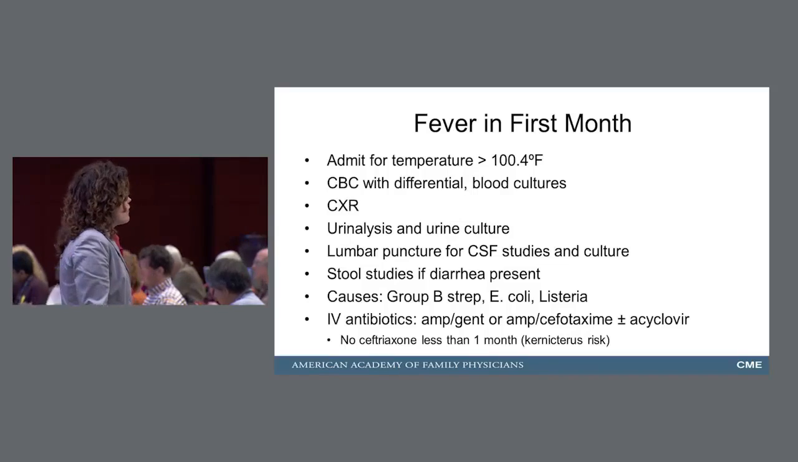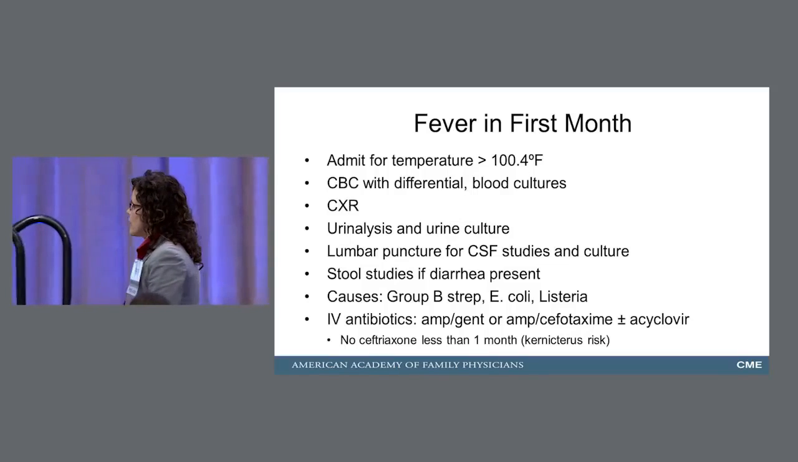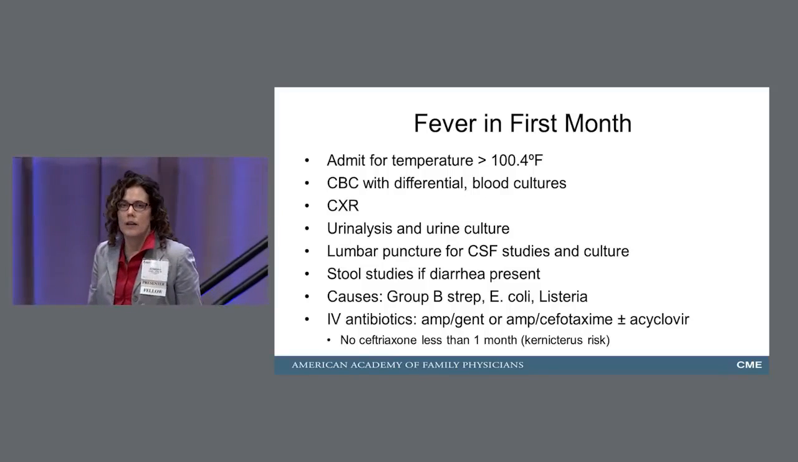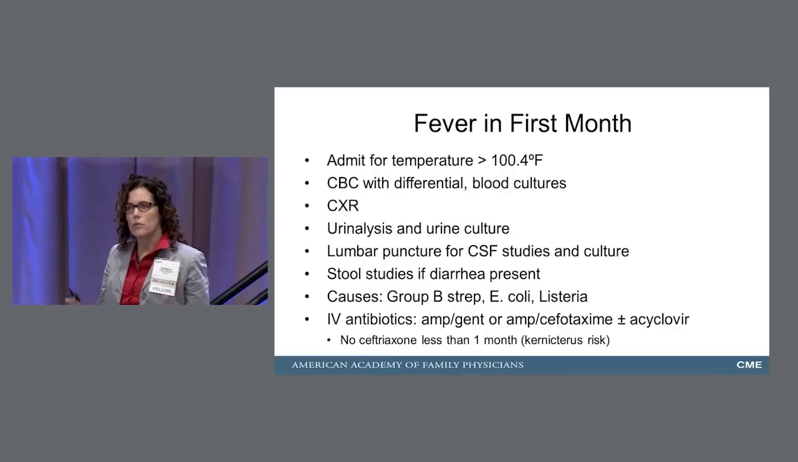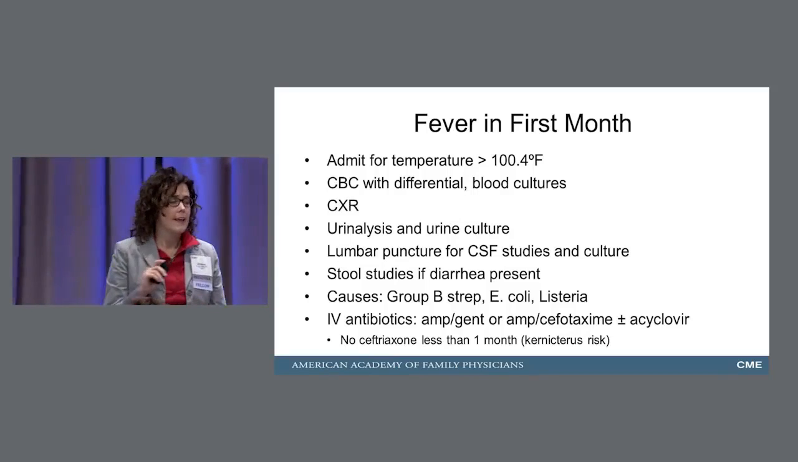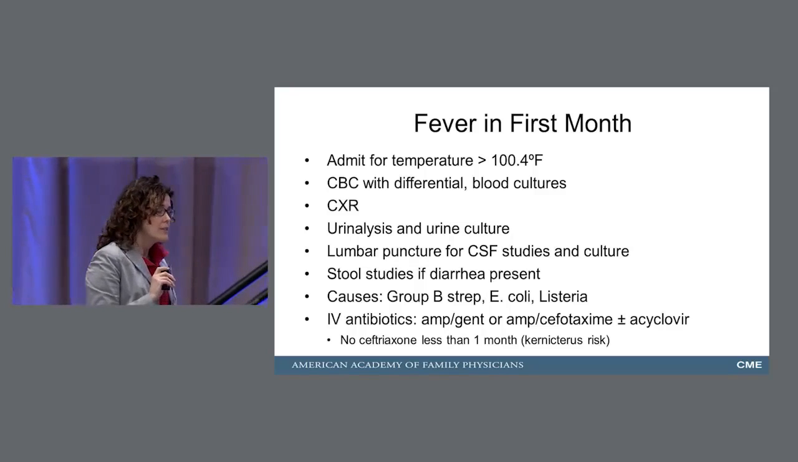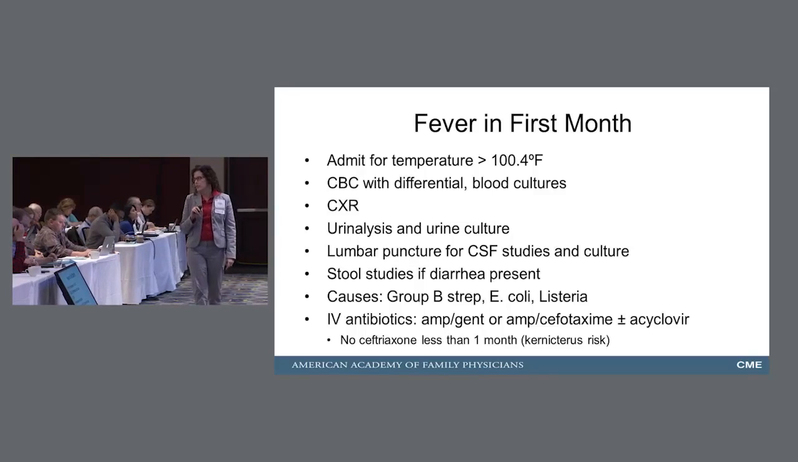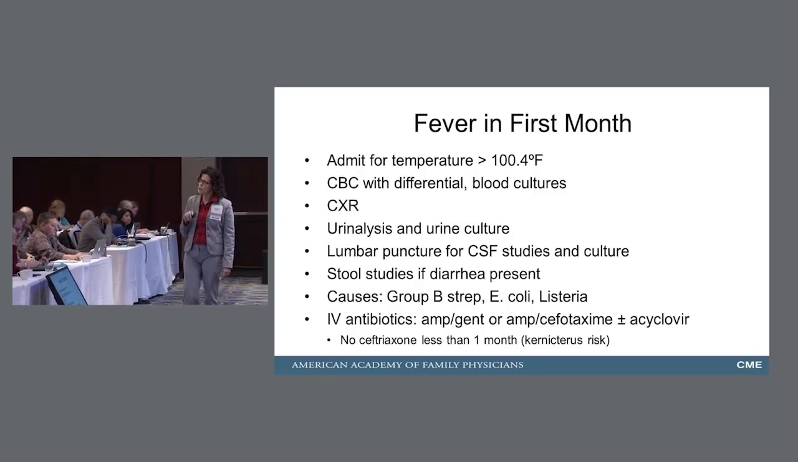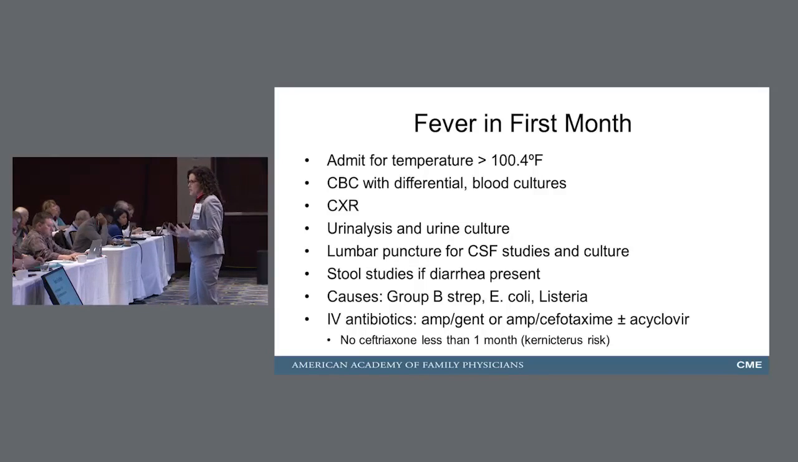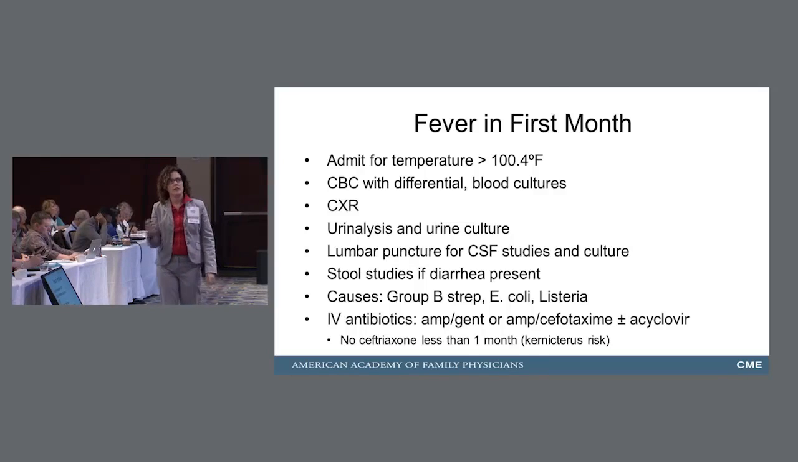So the causes in the first 30 days of life for any kind of bacterial infections are group B strep, listeria, and E. coli. And if you think about kids being born, those are the bugs they're most likely to be exposed to. The treatment in the first 30 days is amp and gent, or you can do ampicillin and cefotaxime, plus or minus acyclovir. If you remember my previous talk when I talked about herpes, if you have any suspicion of herpes, maybe even if you don't have a suspicion of herpes, you want to think about acyclovir. You don't use ceftriaxone in the first month. It's just a little extra.